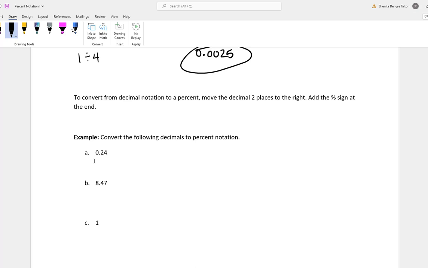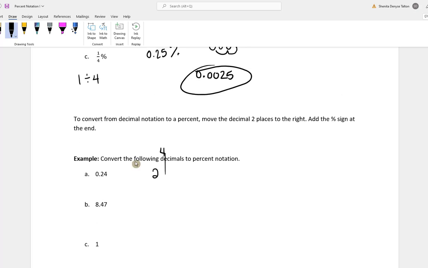So now we're going to talk about how to convert from a decimal to a percent. Here you're going to move the decimal point 2 places to the right and then tack on the percent sign. So here we have 0.24. Oops, sorry about that. I'm going to move the decimal over 2 places to the right. That leaves me with 24, and then I put the percent sign at the end. I do the same thing for the 8.47. I move the decimal 2 places to the right. I get 847%.